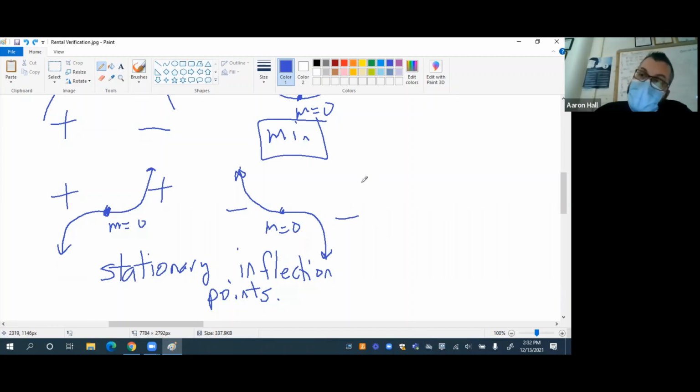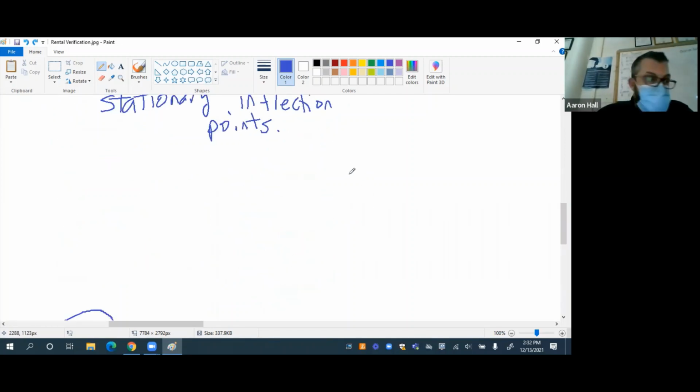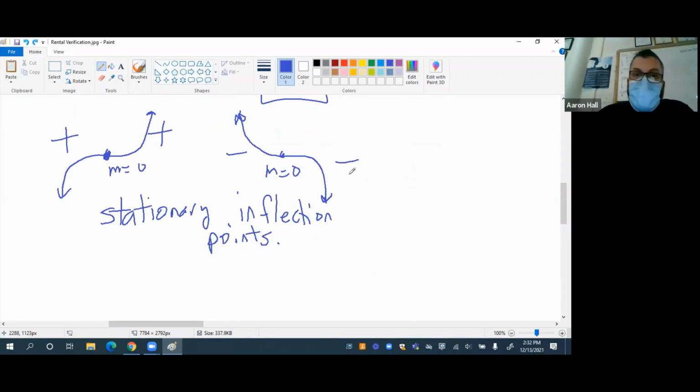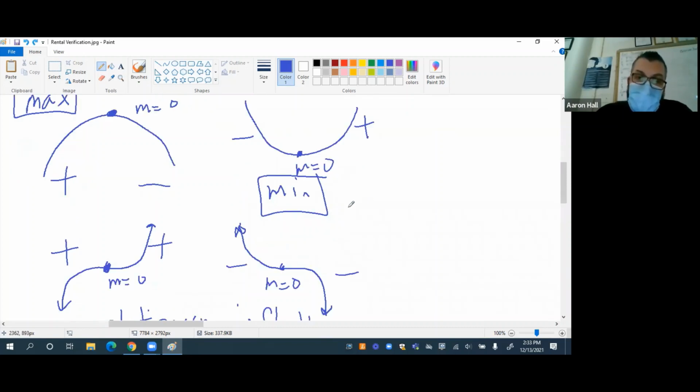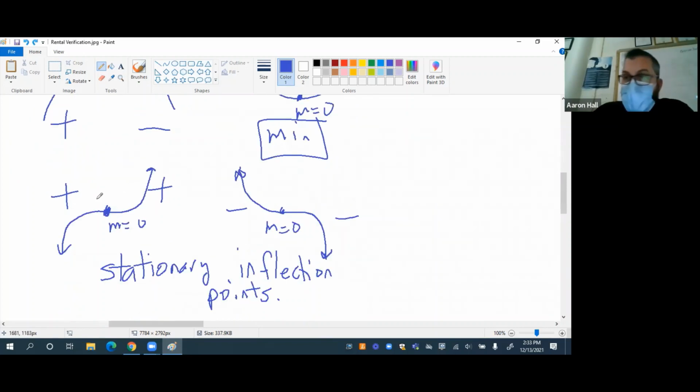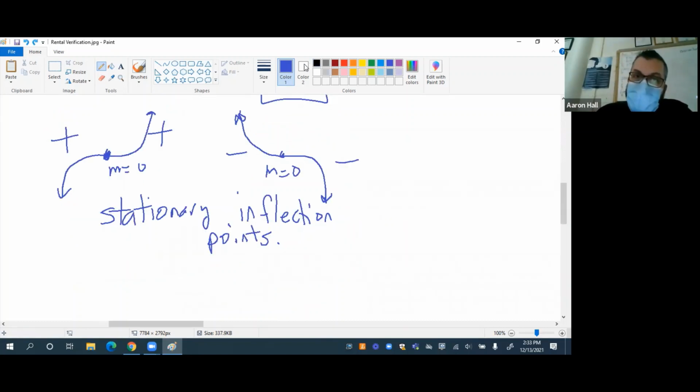All right, when I try to find a maximum and min, let's go down. If I'm going too fast, let me know. These are really important ideas. The max is a positive followed by a negative. A min is a negative followed by a positive. And then we have stationary points where we have a positive followed by a positive or a negative followed by a negative.